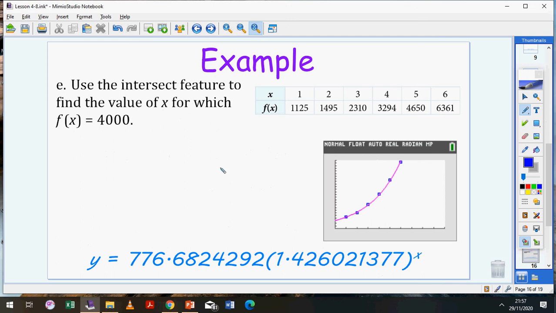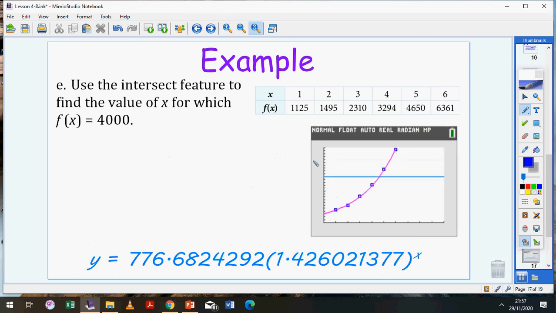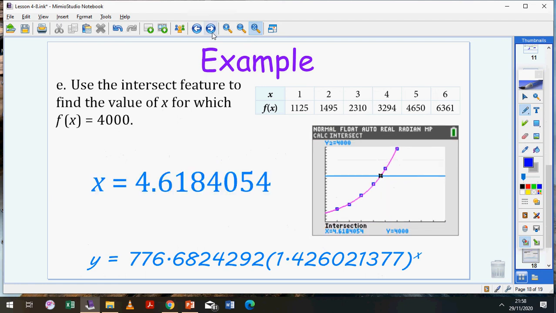What you can do is on the plot, you can go and say y is equal to 4000, right? You just type equals 4000, then you can draw the line y is equal to 4000, and the point where that line intersects your curve is the value of x that you need or that you're looking for. So that's going to be the value of x that you want. Yeah, and the value of x I think is 4.6184 something something. Your calculator will tell you.